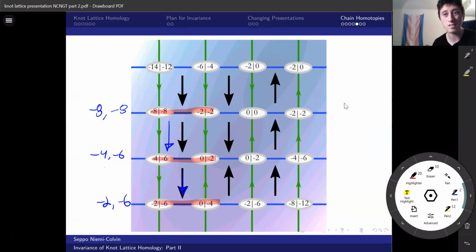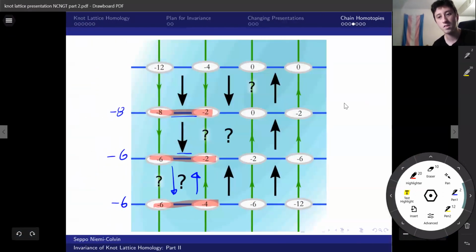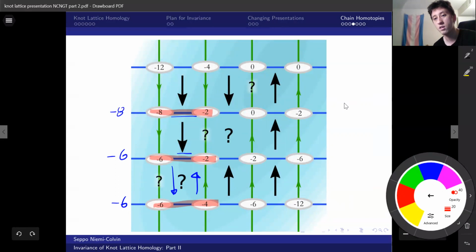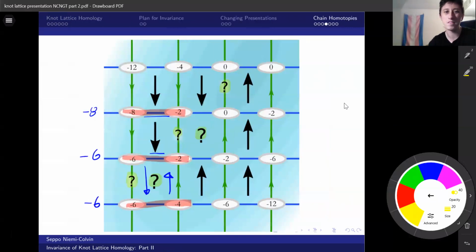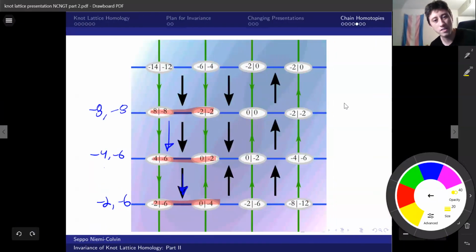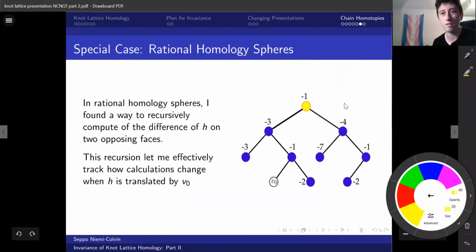However, I will make some comments regarding the special case of rational homology spheres that we can see in this case, which is that if we look at all of these question marks, we might be asking ourselves, which direction is that going to end up? And we go here and we're looking at the down, another down, down, down, down. And this is a pattern that I'm going to talk about here with the special case.